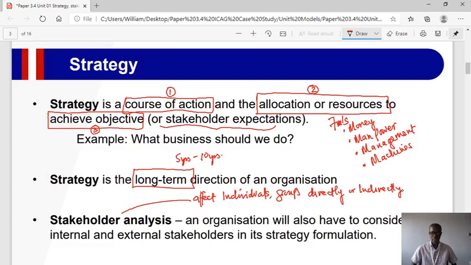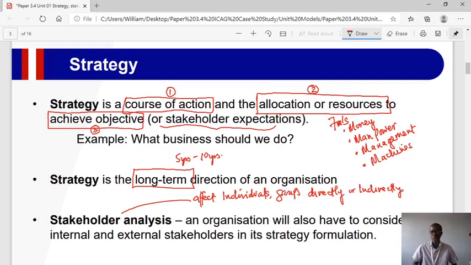So we have strategy as the allocation, as the course of action. One, like what business should we do is the course of action. Maybe if we understand that we are going to do transport business, we need to be able to look at the allocation of resources, the money that we need to buy the buses and so on, the drivers, the directors, the ticketing and all those things, the machines, to be able to achieve our objective or the stakeholder expectation.